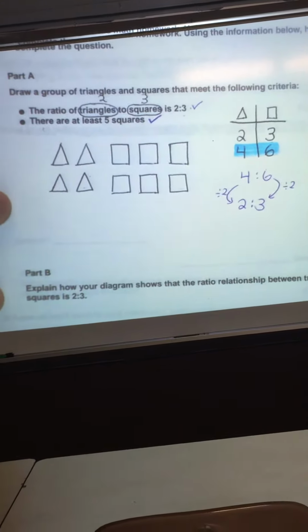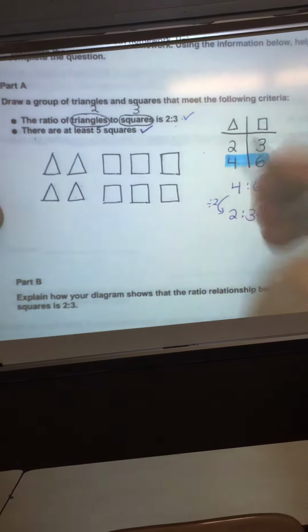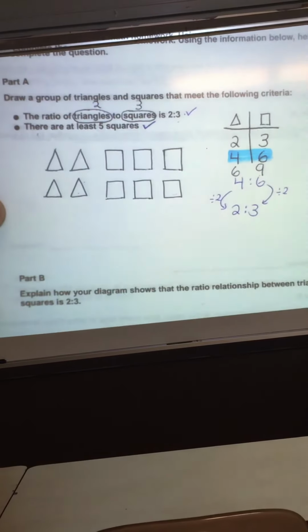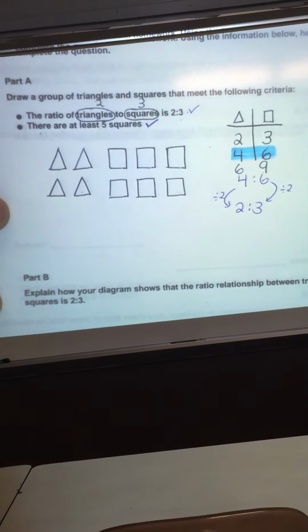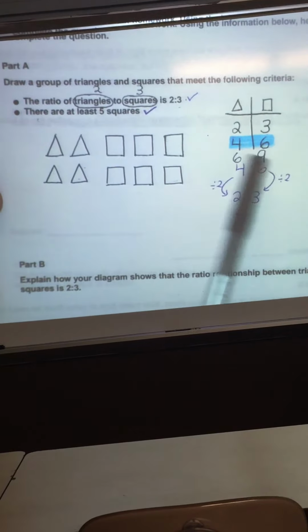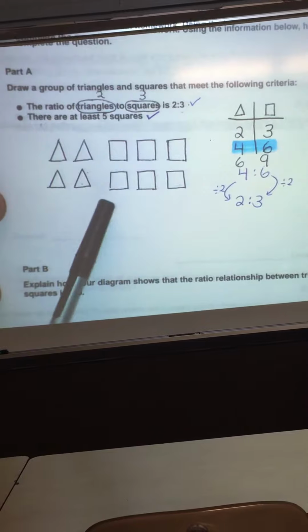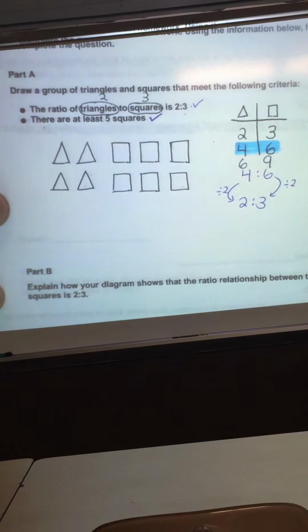This is one possible answer. There are lots of others. If you kept rolling, you could have done 6 and 9, or 8 and 12. But the key point here is to meet both of the criteria, you would need to have at least 5 squares and also have a ratio of 2 to 3.